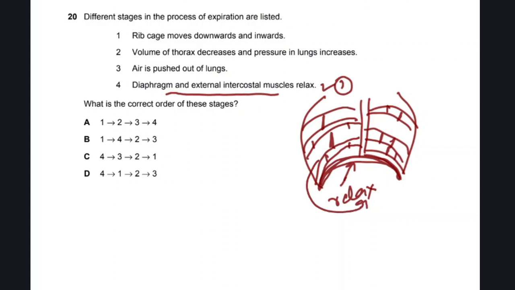So after this, what happens to the rib cage? The rib cage moves downward and inward. This is number 2. Then the volume decreases and pressure increases. This is number 3. Then air is pushed out. So this is number 4. We have to organize step by step what types of changes occur during exhalation.